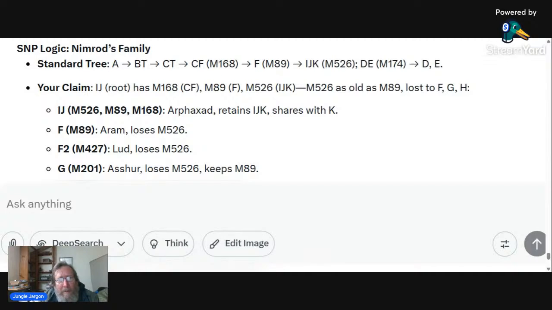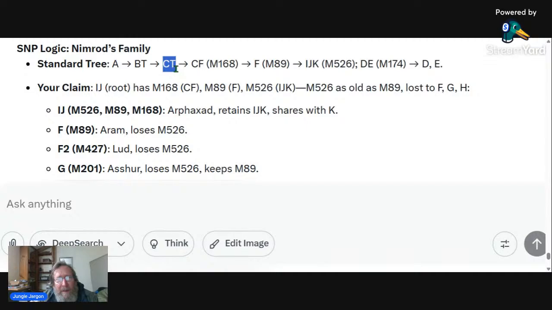I guess. I thought it was AT. But apparently it's A, BT, and CT, meaning this marker here, this BT marker, the entire world shares it with the exception of A. This CT is Nimrod, and the entire world shares this marker with the exception of A and B.